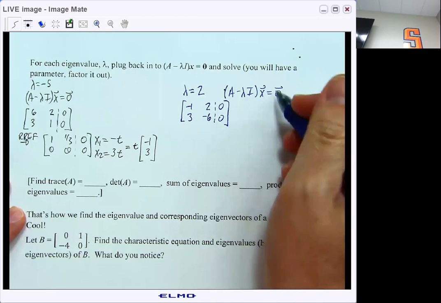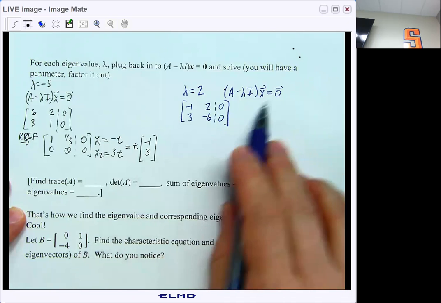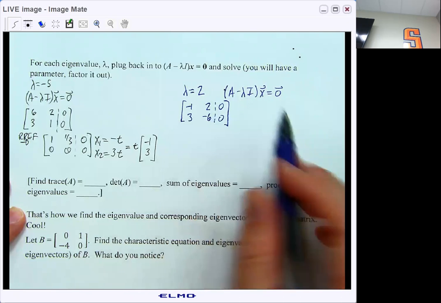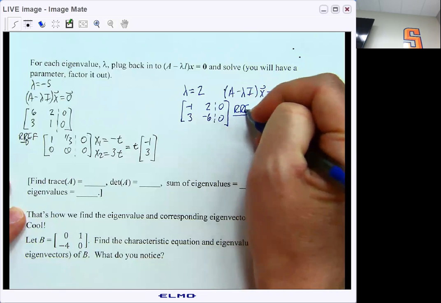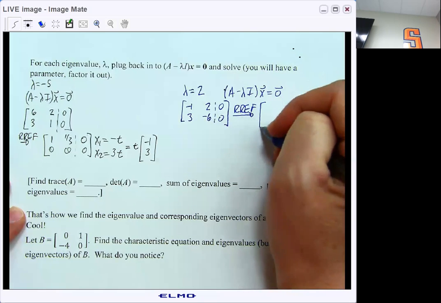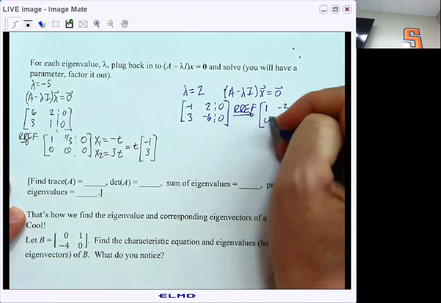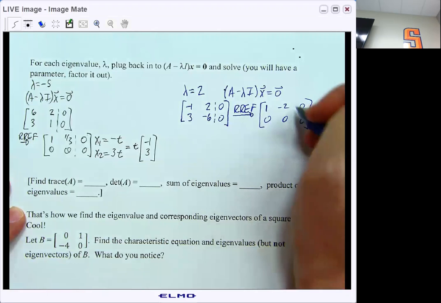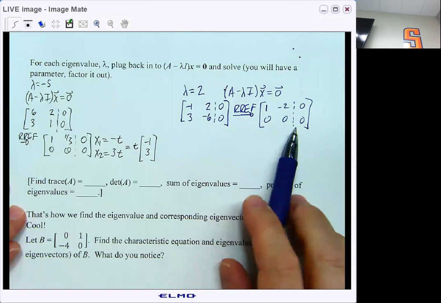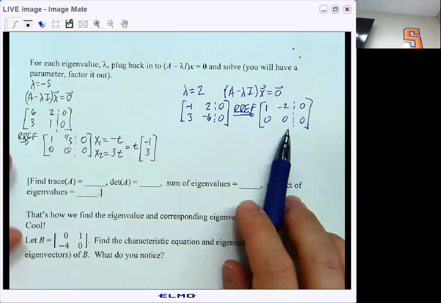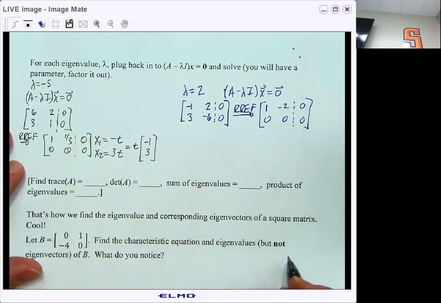So this system, here's the A minus lambda I, here's this guy, and we're solving for x. Again, if we RREF, we will get 1, negative 2, 0, 0, 0, 0. And you will always get at least one row of zeros at the bottom of your matrix when you do this, for a reason that we'll talk about later on.